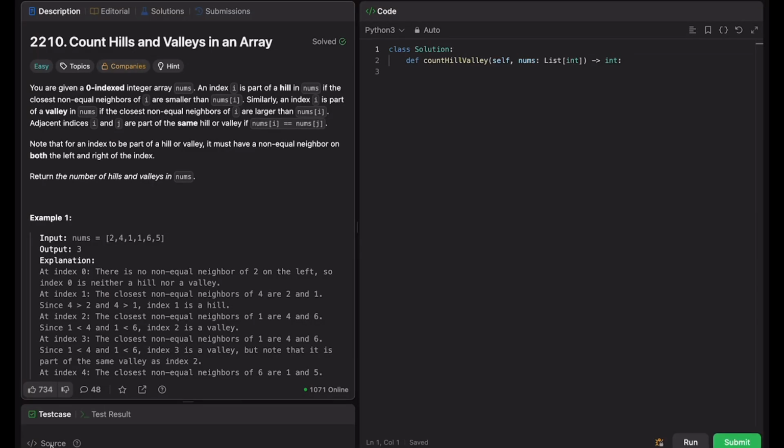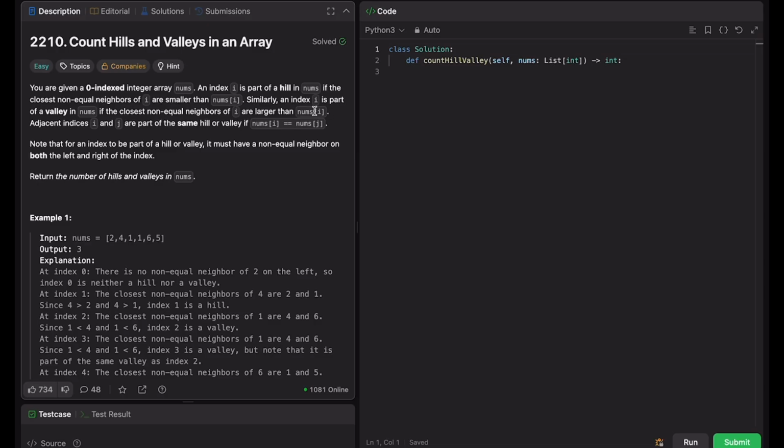Today we are going to solve the LeetCode Day 27 challenge, which is Count Hills and Valleys in an Array. They'll be giving us an integer array nums. An index i will be part of a hill if the closest non-equal neighbors of i are smaller than nums[i]. For example, this is i equals 4. The closest integers are 2 and 1. If both are smaller, then this is a hill. You can take it into account.